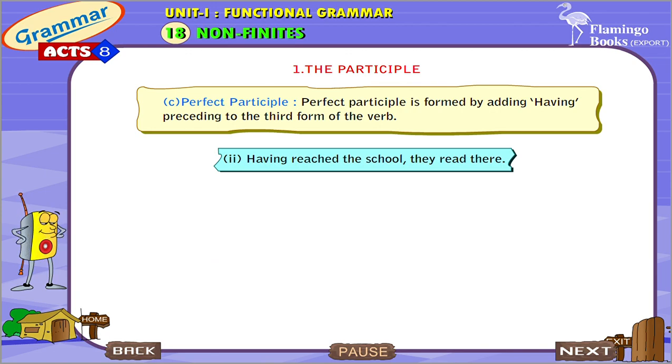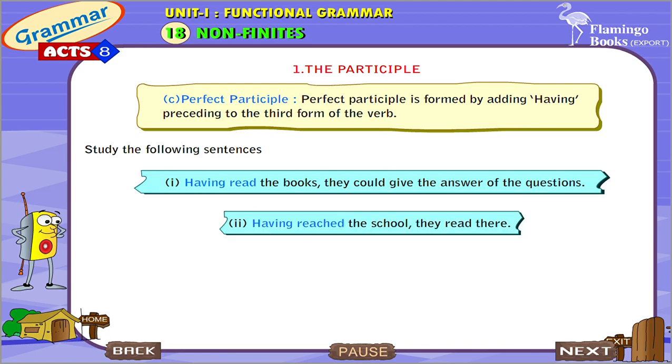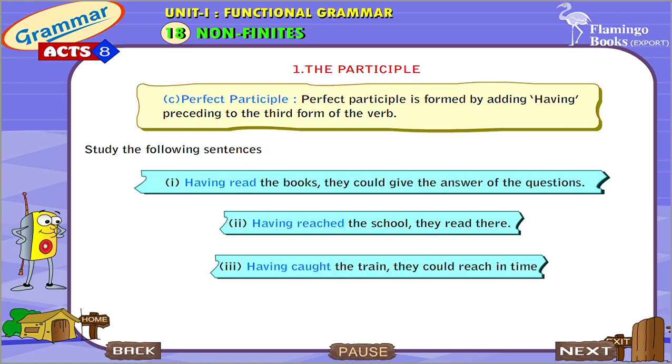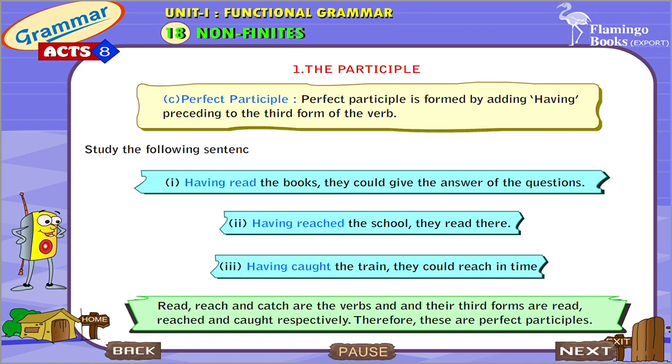Perfect participle. A perfect participle is formed by adding having preceding the third form of the verb. Study the following sentences. Having read the books, they could give the answer of the questions. Having reached the school, they read there. Having caught the train, they could reach in time. In the above sentences, having read, having reached, and having caught are made by adding having to the third form of the verb. Read, reach, and catch are the verbs, and their third forms are read, reached, and caught respectively. Therefore, these are perfect participles.